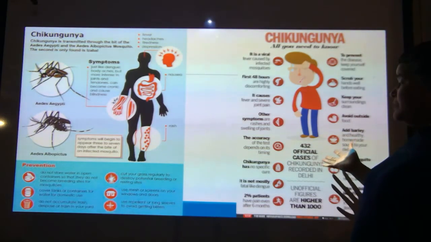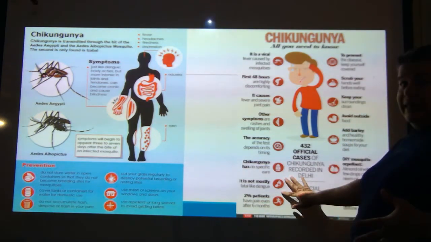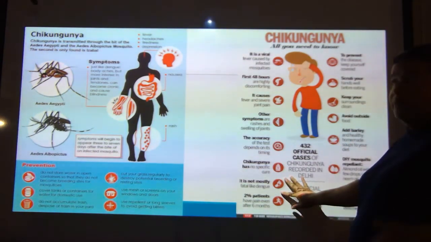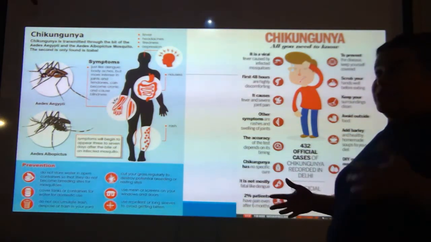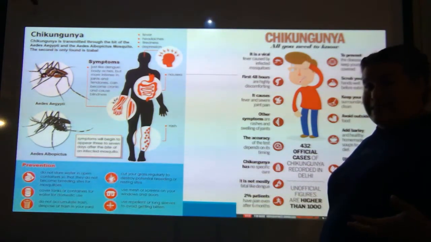There is not a specific cure. Luckily, unlike dengue that is mostly fatal, this is not. Unfortunately, patients will still be experiencing symptoms 6 months later.